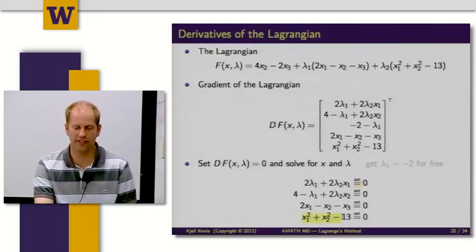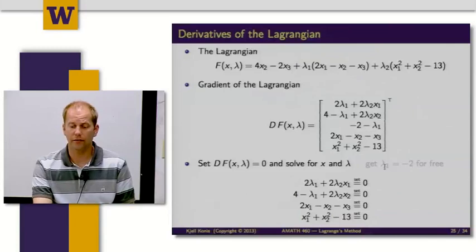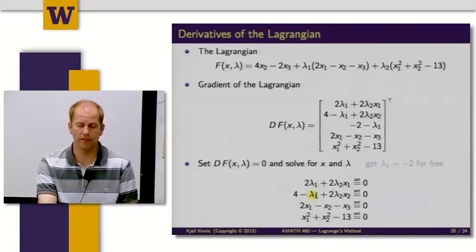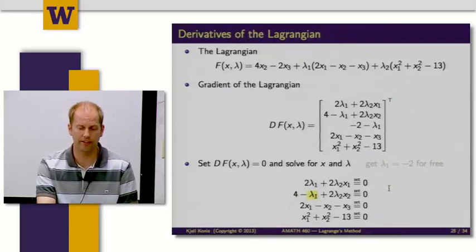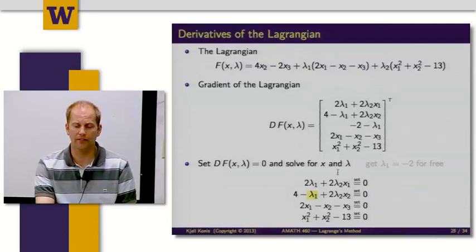So for instance, the last equation has x3 squared and x1 squared and x2 squared in it. But I can do some simplification because I know these lambda 1s are going to be equal to negative 2, so I can substitute in a negative 2 to get myself out of a little bit of work. But I have to find lambda 2, x1, x2, and x3 that are going to solve this.